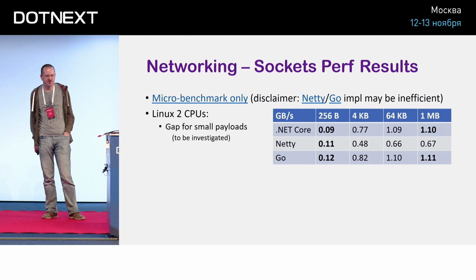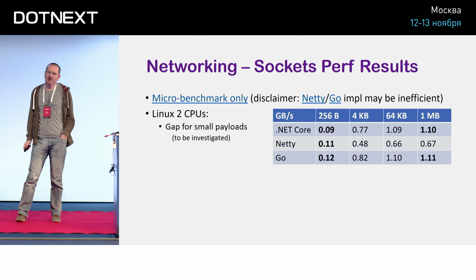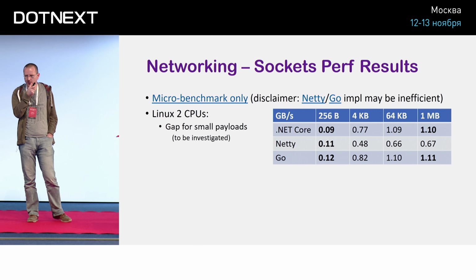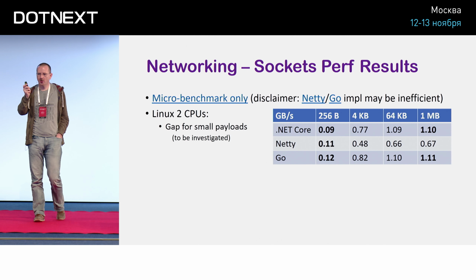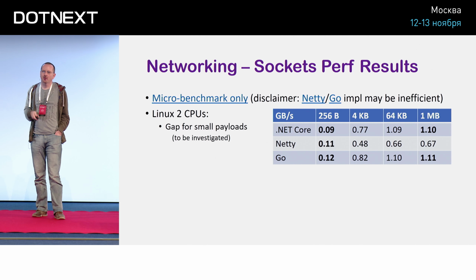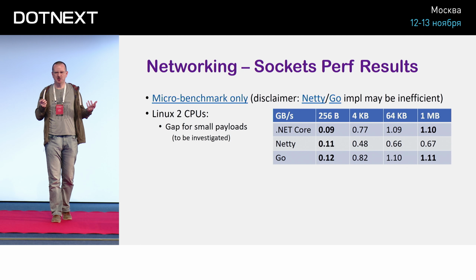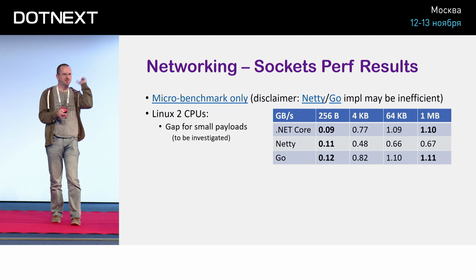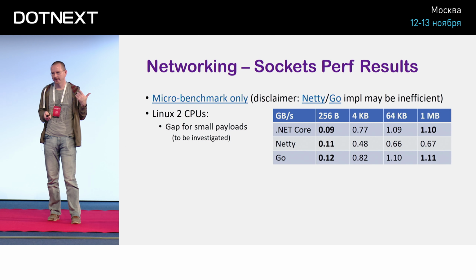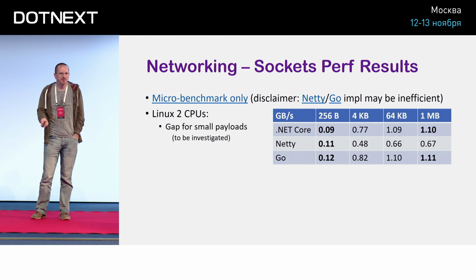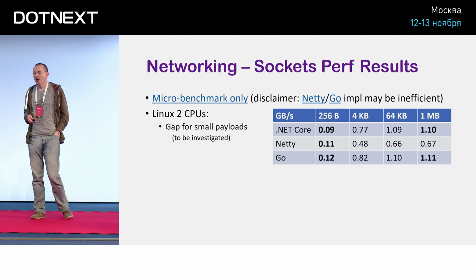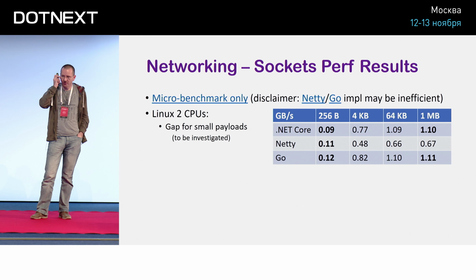So we don't have the Windows results yet, but on 2 CPUs we were able to measure .NET Core, .NET, and Go, and in each column you see the size of the payload. The micro benchmark over socket is basically: send a bunch of data one way, receive the same thing. That's it, very, very simple, no magic. And you can see that the results are kind of interesting.